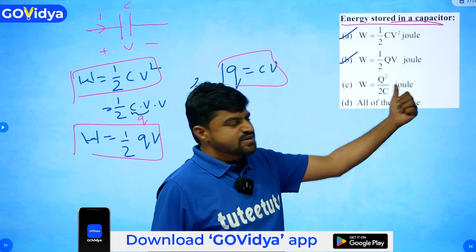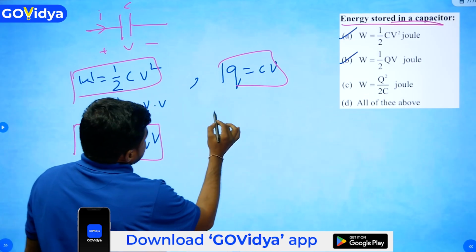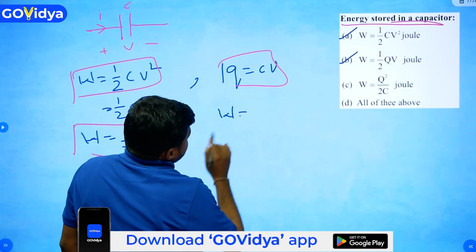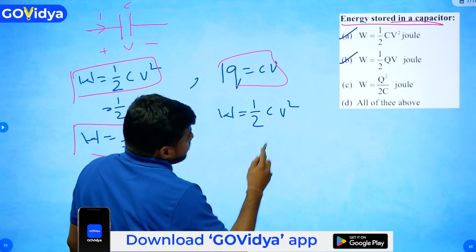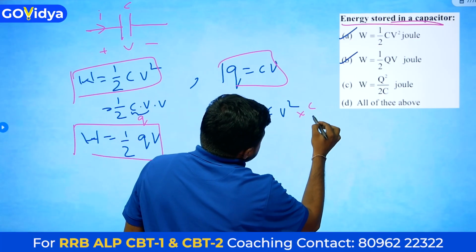We have to verify option C. Work or energy is equal to 1 by 2 CV square. Multiply C by C.